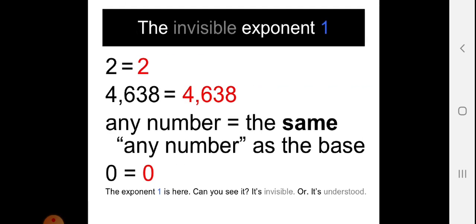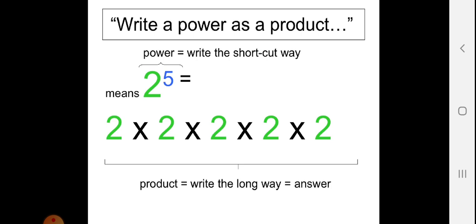The invisible exponent, if you have a 1, you just see here I have not written 2 raised to 1, I have simply written 2, or 4638 or any number, we will just write it as it is, because we will not write the power 1 as it is invisible. Write the power as the product. So power is the shortcut way of writing, that means 2 raised to 5 is 2 into 2 into 2 into 2 into 2. So 5 times, instead of writing 5 times, I will simply write 2 raised to 5.